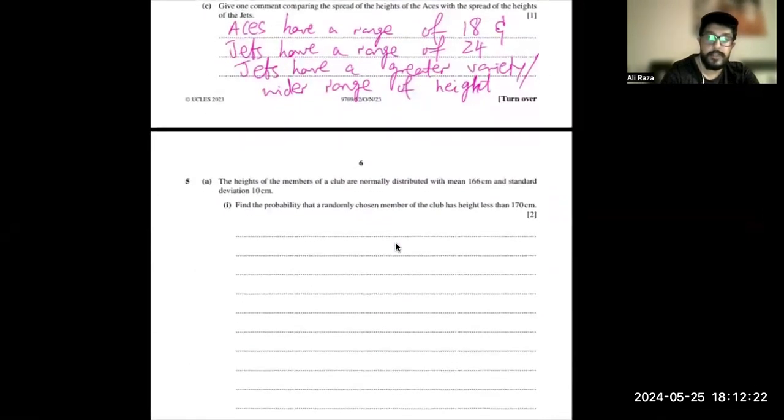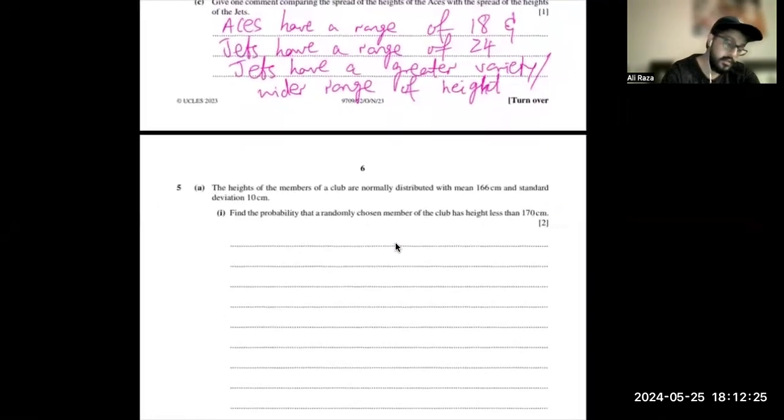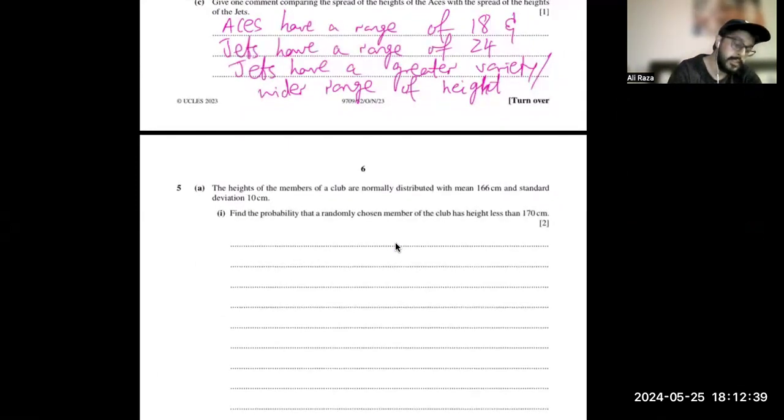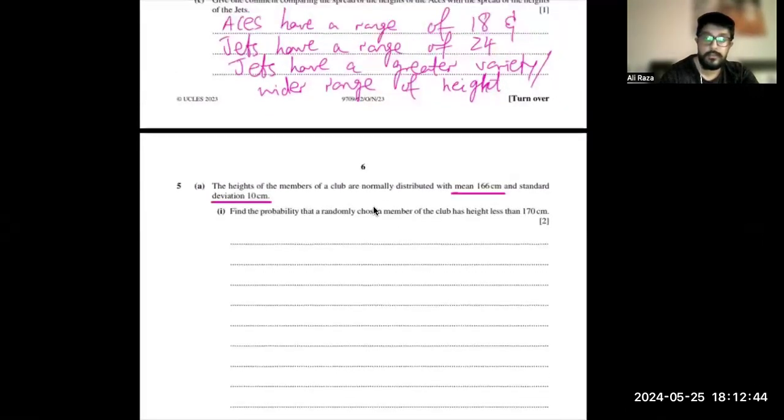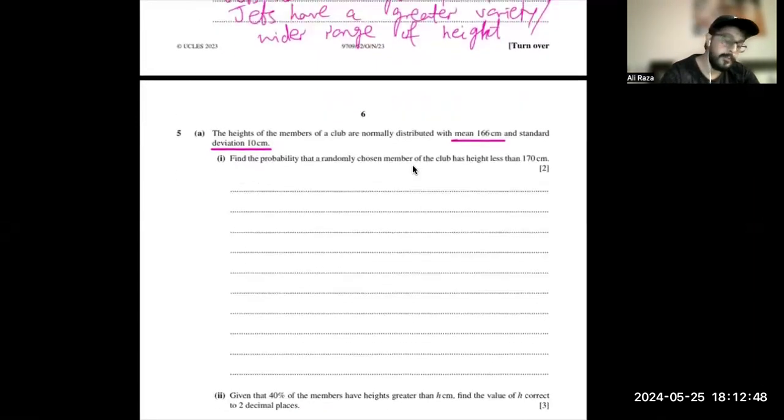Moving on to question 5. The height of the members of a club are normally distributed with mean 166 and the standard deviation of 10 centimeters. In the first part, we need to find the probability for a member to be less than 170 centimeters.